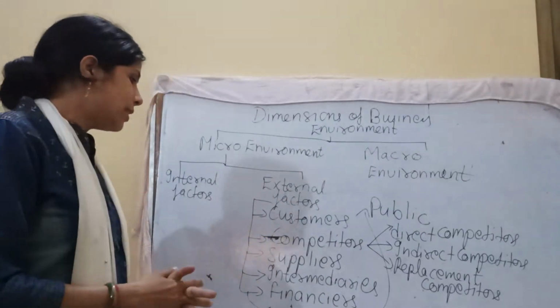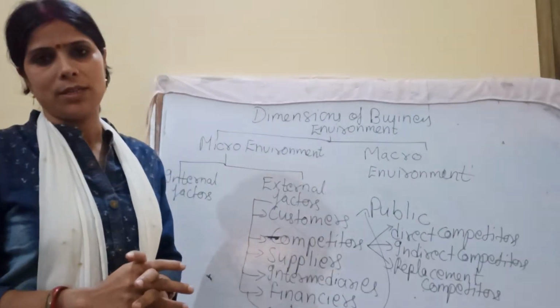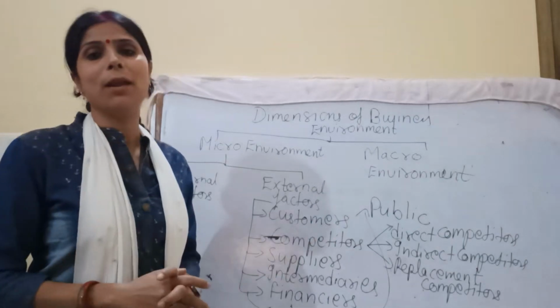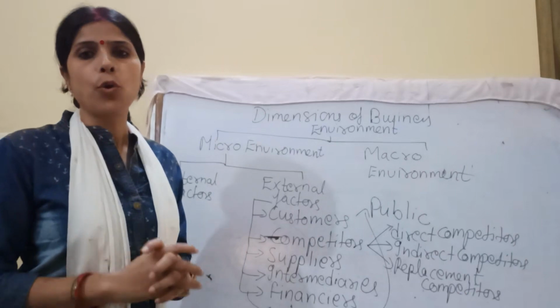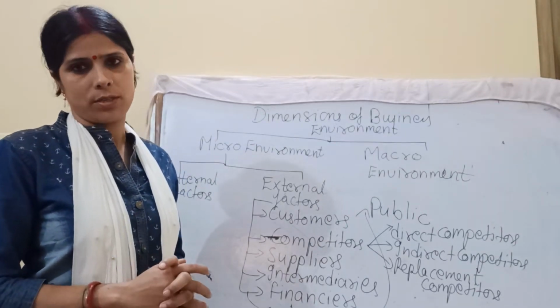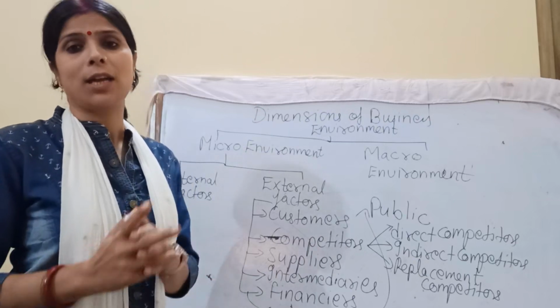Now intermediaries. Who are these intermediaries? Intermediaries means the middlemen. Middlemen play a major role in the distribution of products and in bringing the product from the point of production to the point of consumption.